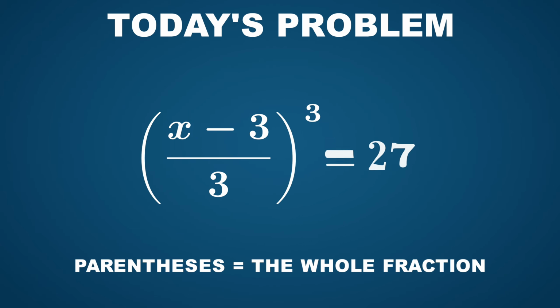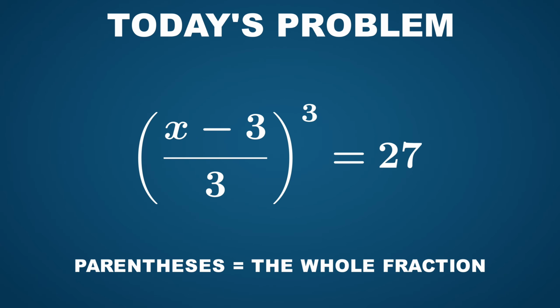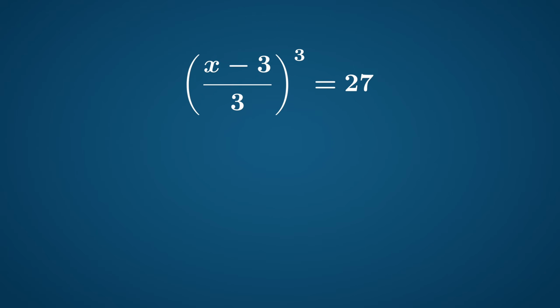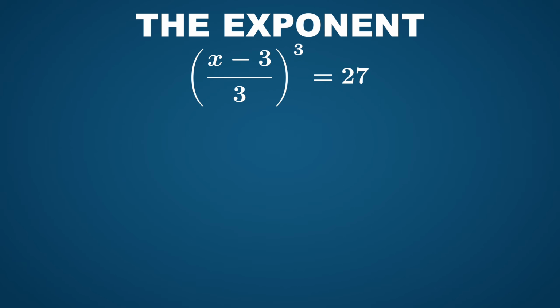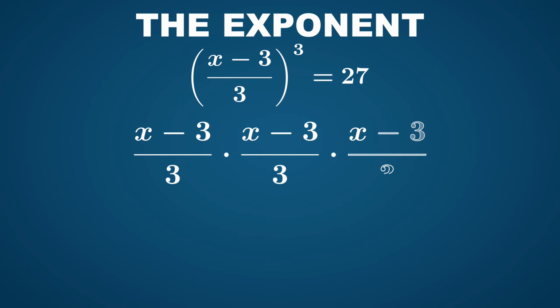The full expression is set equal to the number 27. Our goal is to find every value of x that makes this true. Let us begin with the exponent sitting outside the parentheses. Cubing an expression means multiplying 3 copies of it together. So here we are multiplying 3 copies of the fraction (x minus 3) over 3.